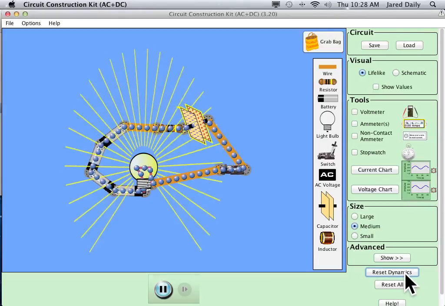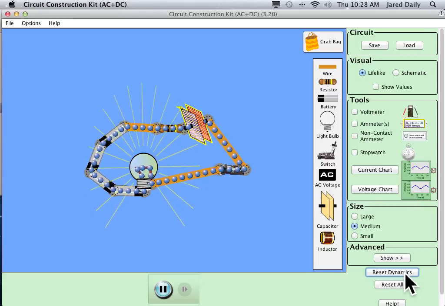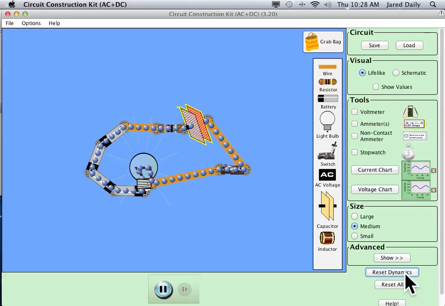I've changed it. I'm going to reset the dynamics. What happens? Does it take longer or less time for the charge to slow down? It's longer because there's more space on the capacitor for that charge to go to. So it takes longer for the capacitor to fill up, right? So it takes longer.